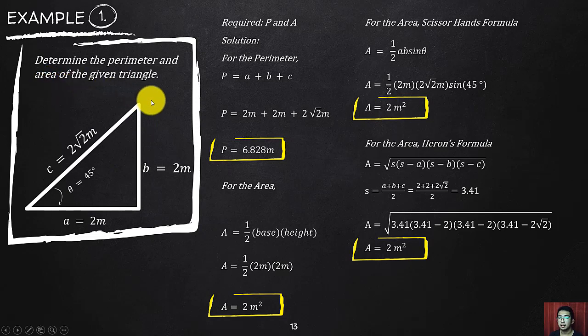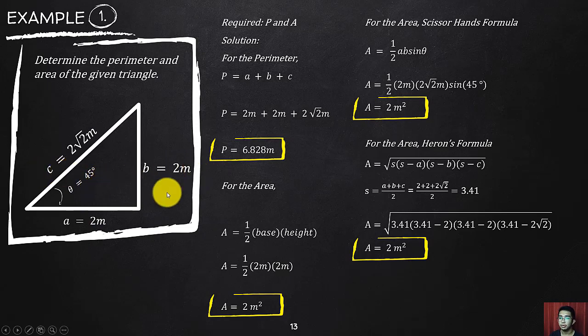As you all know, the perimeter of the triangle is simply the summation of all of the sides. Our sides are a = 2 meters, b = 2 meters. If we have a and b, you can solve for the value of c using the Pythagorean theorem.